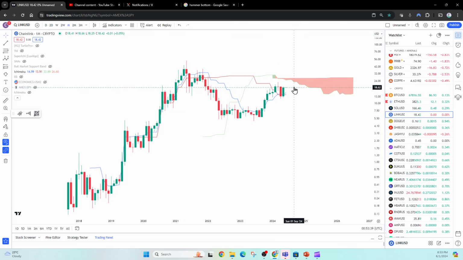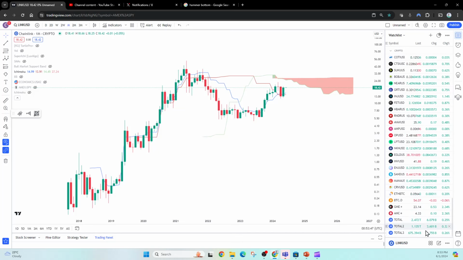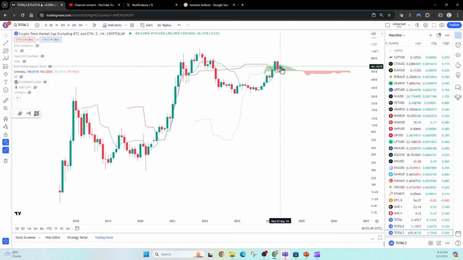Just because it's been underperforming doesn't mean that it won't outperform Bitcoin, Ethereum, and other things. Just because that's generally how it goes, right? I already showed you the total 3. It's been underperforming, right? But again, I want to go back to the total 3 here. This excludes Bitcoin and Ethereum, right?